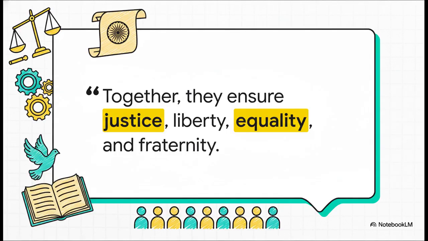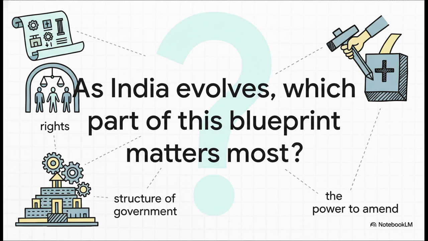So, when you put all these parts together, the foundation, the charter, the engine of government, and the operating manual, what's it all for? Well, they all serve one ultimate purpose. The combined goal is to secure for every citizen justice, liberty, equality, and a sense of fraternity, or common brotherhood. And that leaves us with one final thought. This blueprint has guided India for over 70 years. But as a nation keeps changing at such a breathtaking pace, which of these architectural pieces, the rights, the structure of government, the power to change things, which part do you think will be the most vital for shaping its next chapter?